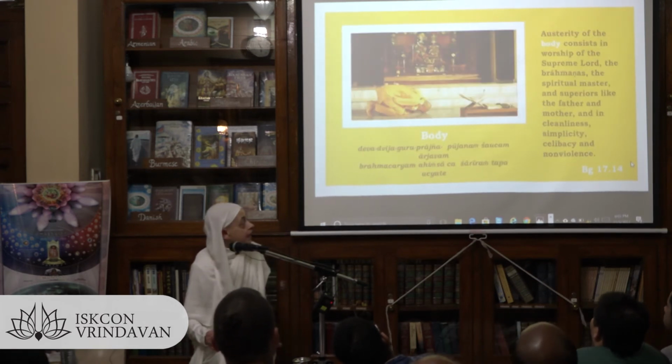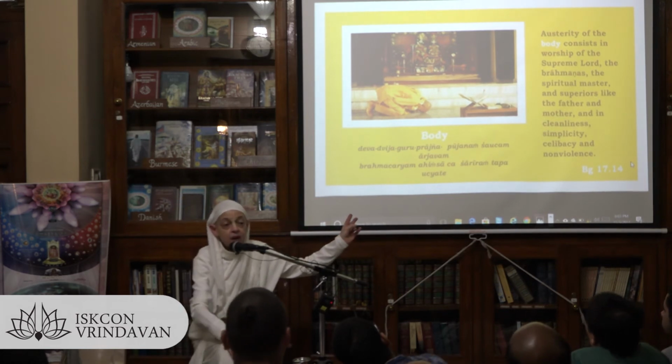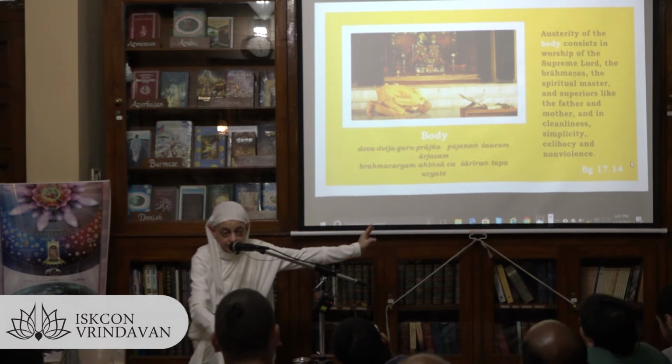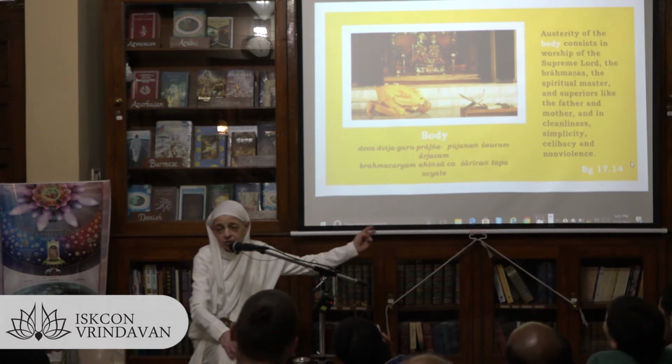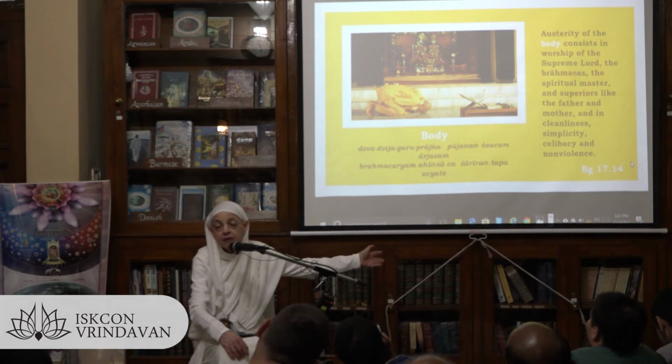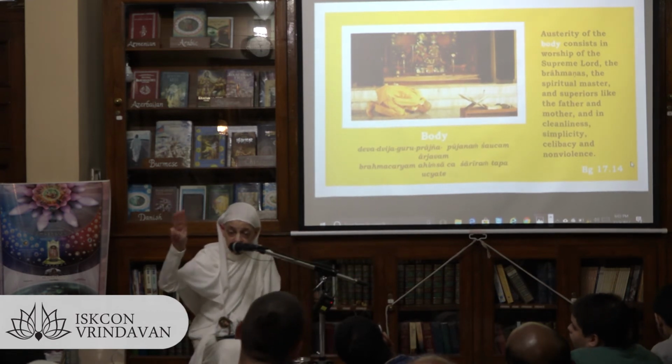Next. Now, austerities of the 3 things. Here we see Prabhupada. Austerity of the body. Yeah, worshiping the Lord, the spiritual master, the superiors, being clean, non-violent. These are austerities of the body. This section has 3-fold austerity.